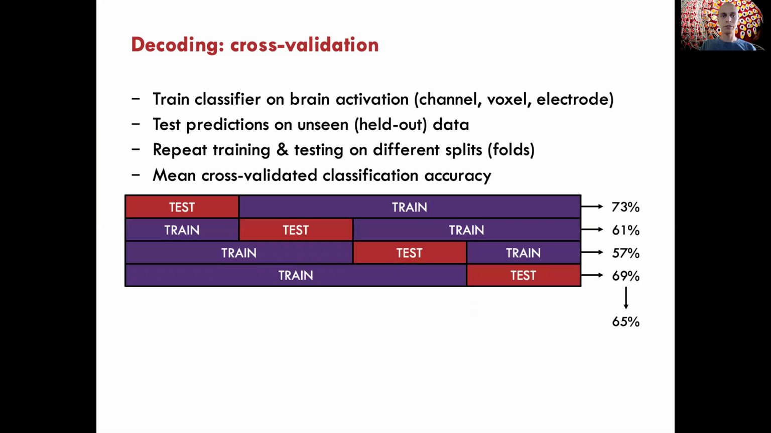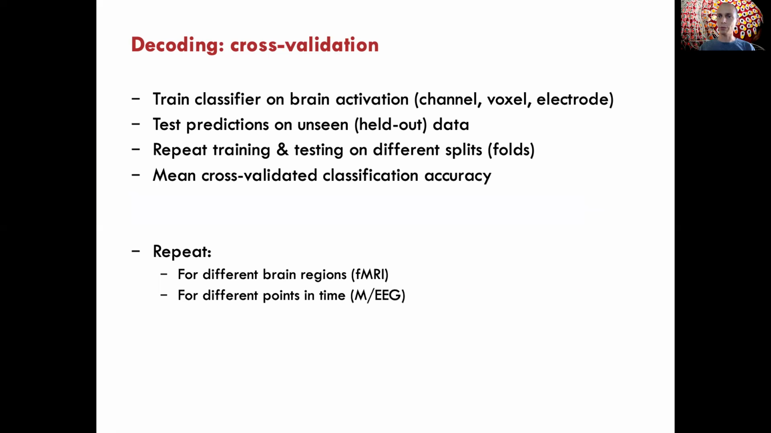So cross-validation refers to splitting the data up into training and testing sets repeatedly, training the classifier on part of the data, and testing the classifier on the held out data. And this final number is our result. So this is our cross-validated decoding accuracy. Then for neuroimaging data, we repeat this whole process, for example, for different brain regions in fMRI, or for different time points in MEG. So you can repeat this at different points in time, or using different ROIs in fMRI, for example.